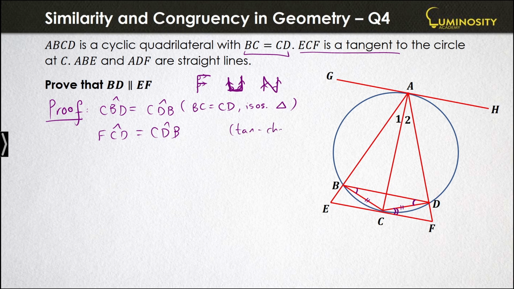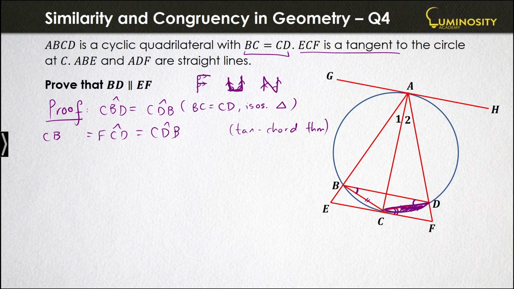Tan chord. Okay, so don't forget to always write your reasoning out. Okay, and why is that true? Well, first of all, angle FCD is this angle between the tangent ECF and the chord CD. So the segment that it is in is this tiny little segment here. The alternate segment is this entire bigger major segment of the circle, and the chord subtends to that alternate segment at here, angle CBD.